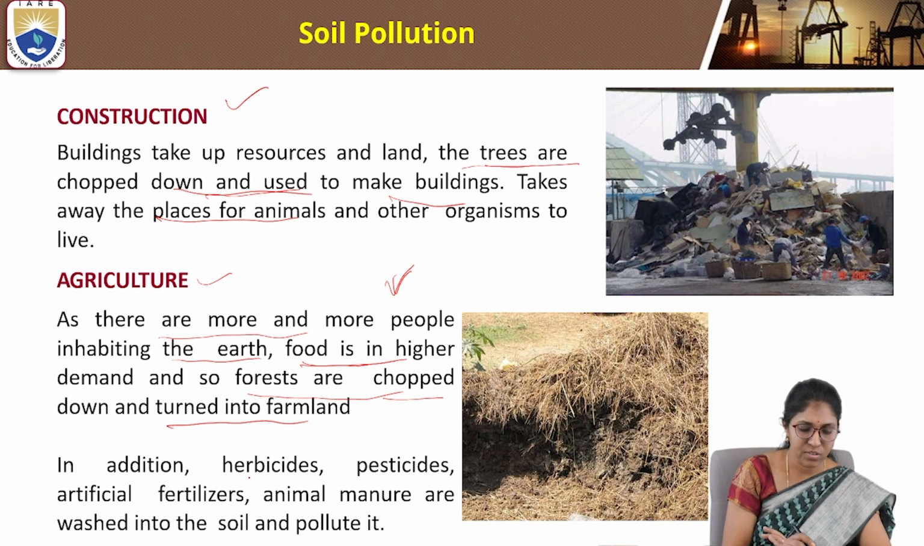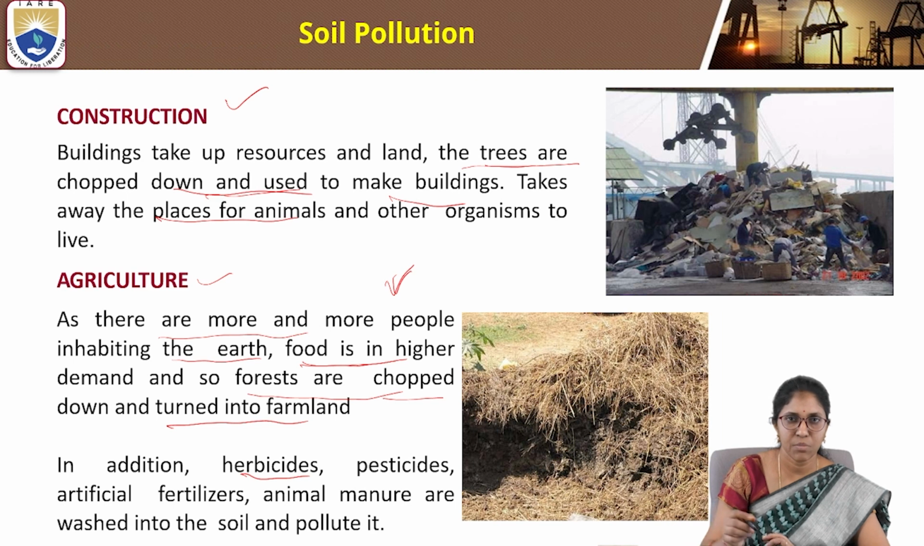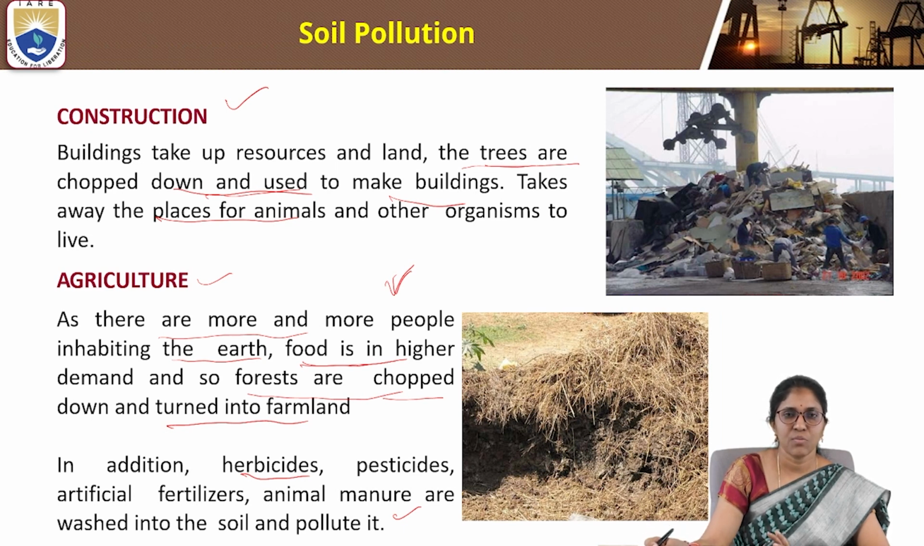In addition, in agriculture we use herbicides, pesticides, artificial fertilizers and animal manure. These are washed into the soil, and they can pollute the soil.